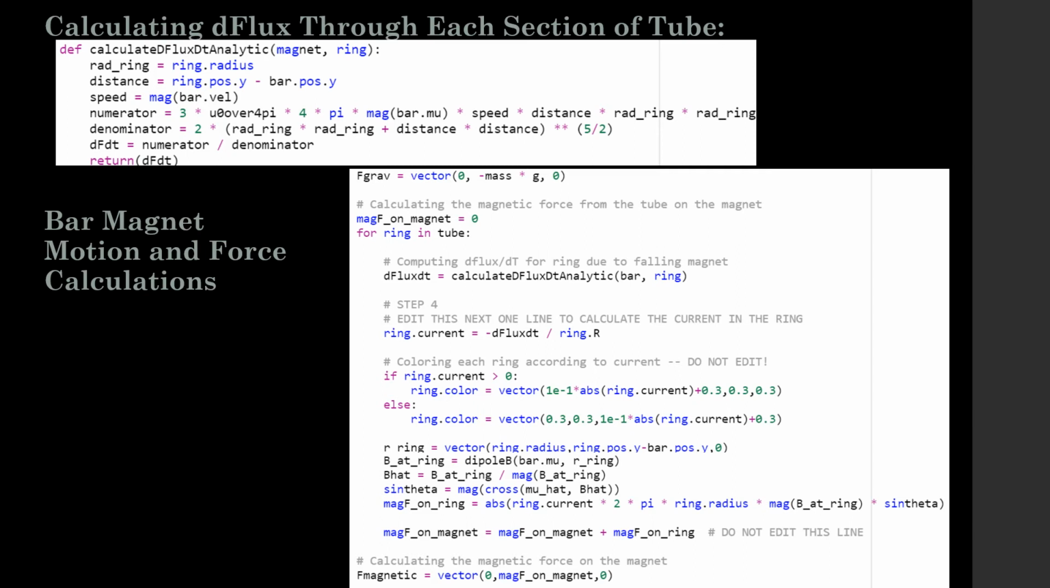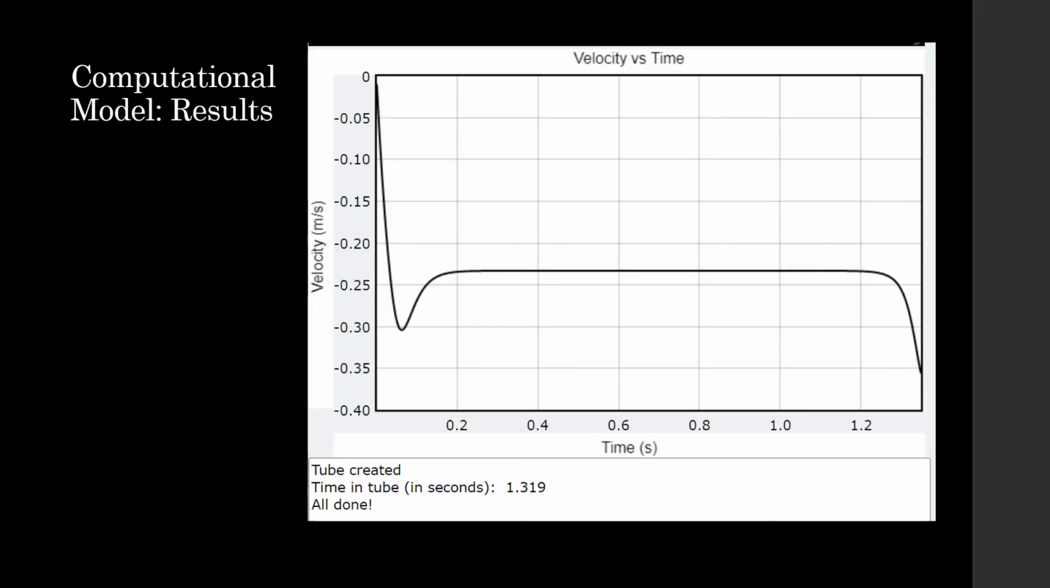We also summed up the force from each ring to calculate the total force from the tube on the magnet in the upwards direction, and added them together to find the total magnitude of force on the magnet and on each ring comprising the tube. Using these values, we were able to calculate the velocity of the magnet to create the computational model and graph of velocity versus time. And here is that velocity versus time graph from the computational model, and it calculated the time in the tube to be 1.319 seconds.